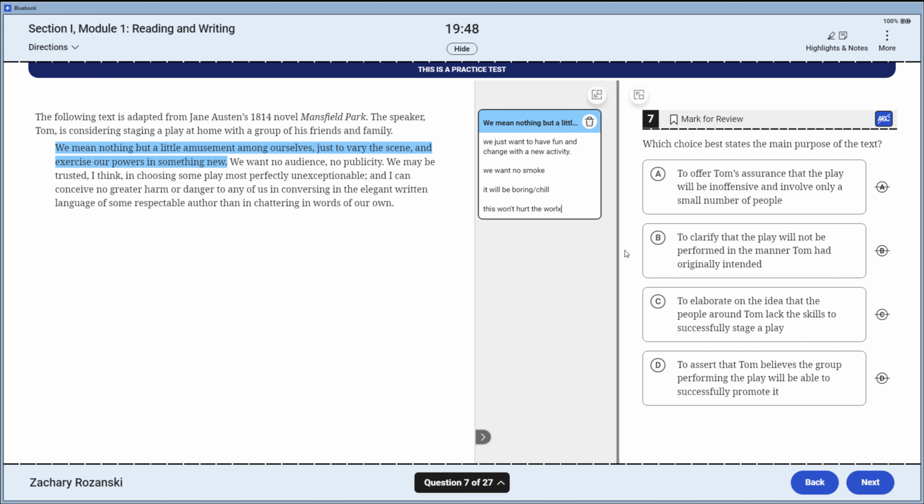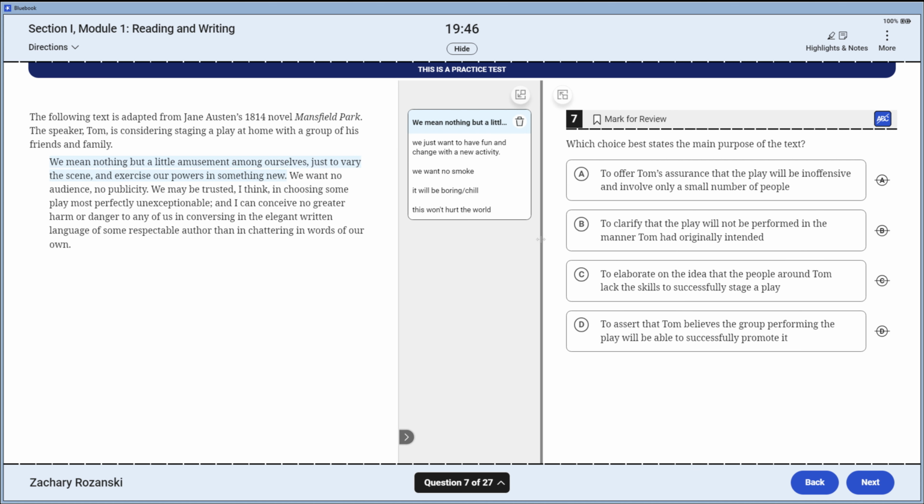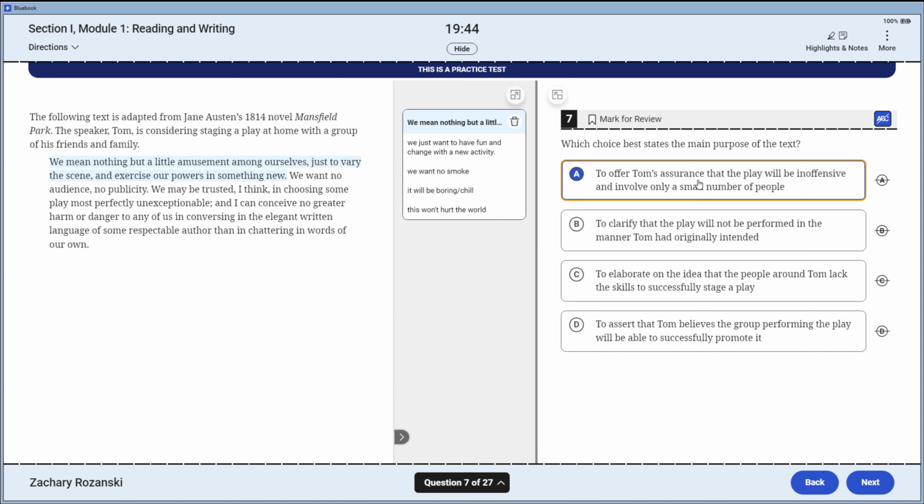So I can start engaging with this. It'll be safe. To offer Tom's assurance that the play will be inoffensive, this is perfect. This "and" is a signal element. This, I think, is another signal element, this weird placement here. It aligns with my details, and I love A, but I'll keep looking. To clarify that the play will not be performed in the manner, no, he's kind of promising that it will be performed exactly how he says it's going to be performed.